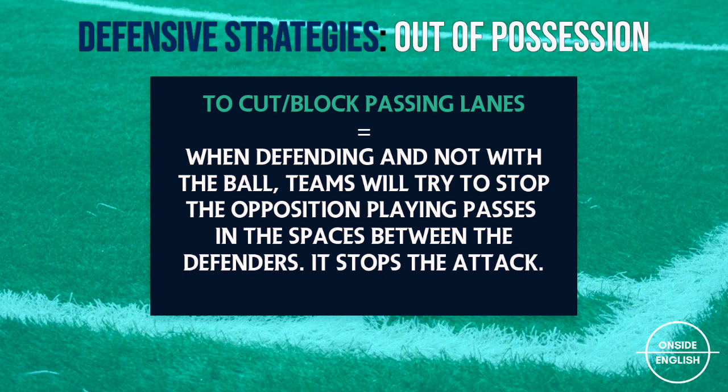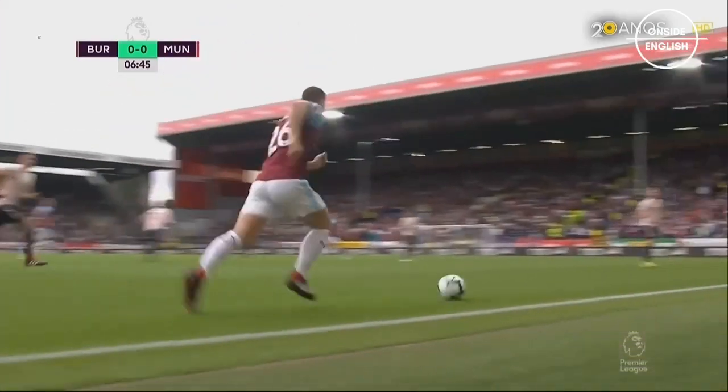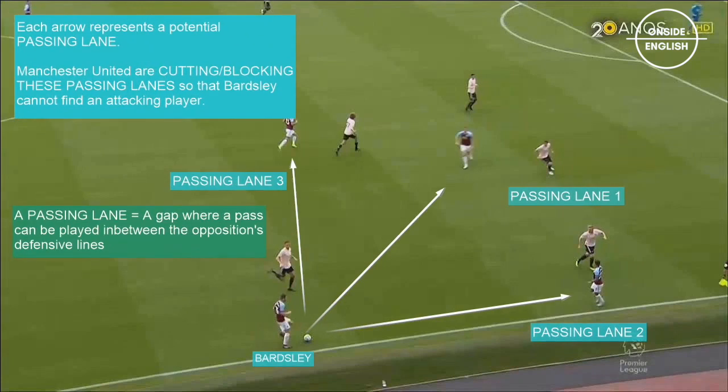We're going to see some examples from the Burnley versus Manchester United game. Burnley are in possession. Now as Phil Bardsley runs with the ball, he's looking for some passing options. He's trying to find some passing lanes. So a passing lane is a gap where a pass can be played in between the opposition's defensive lines. So you'll see 3 possible passing lanes here. Now each arrow represents a potential passing lane.